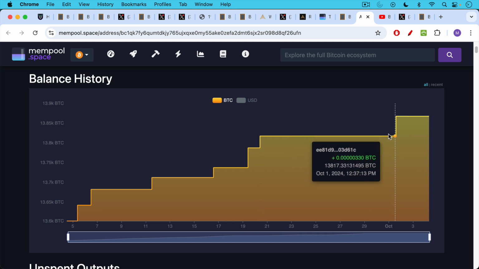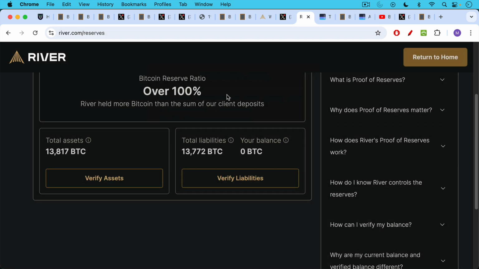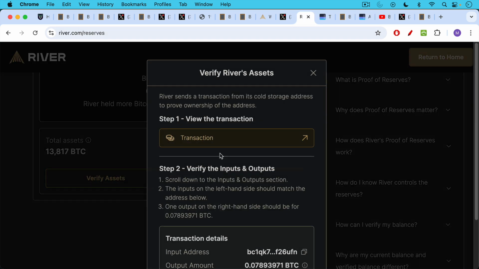But basically, if we go here, we look on October 1st, 2024, and it shows that this Bitcoin address on the public blockchain was holding a bit more than 13,817 Bitcoin. If we go back, we can see that's how many are right here. So let's just finish that again.